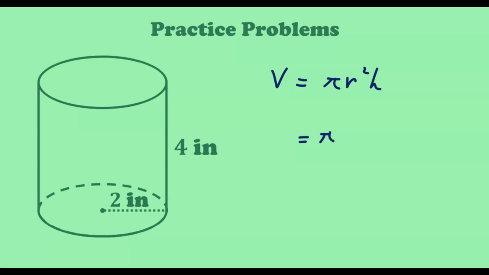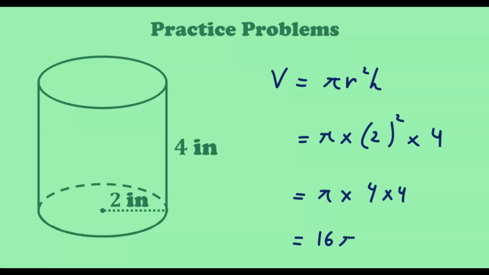So we have pi times the square of the radius, and the radius is 2. And we multiply this with the height, which is equal to 4. So we end up with pi times 2 squared, which is 4. We multiply that by 4, and 4 times 4 is equal to 16, so we have 16 pi. And since the unit of the height and the radius is given in inches, the unit for this will be inches cubed. So the volume of the cylinder is 16 pi inches cubed.